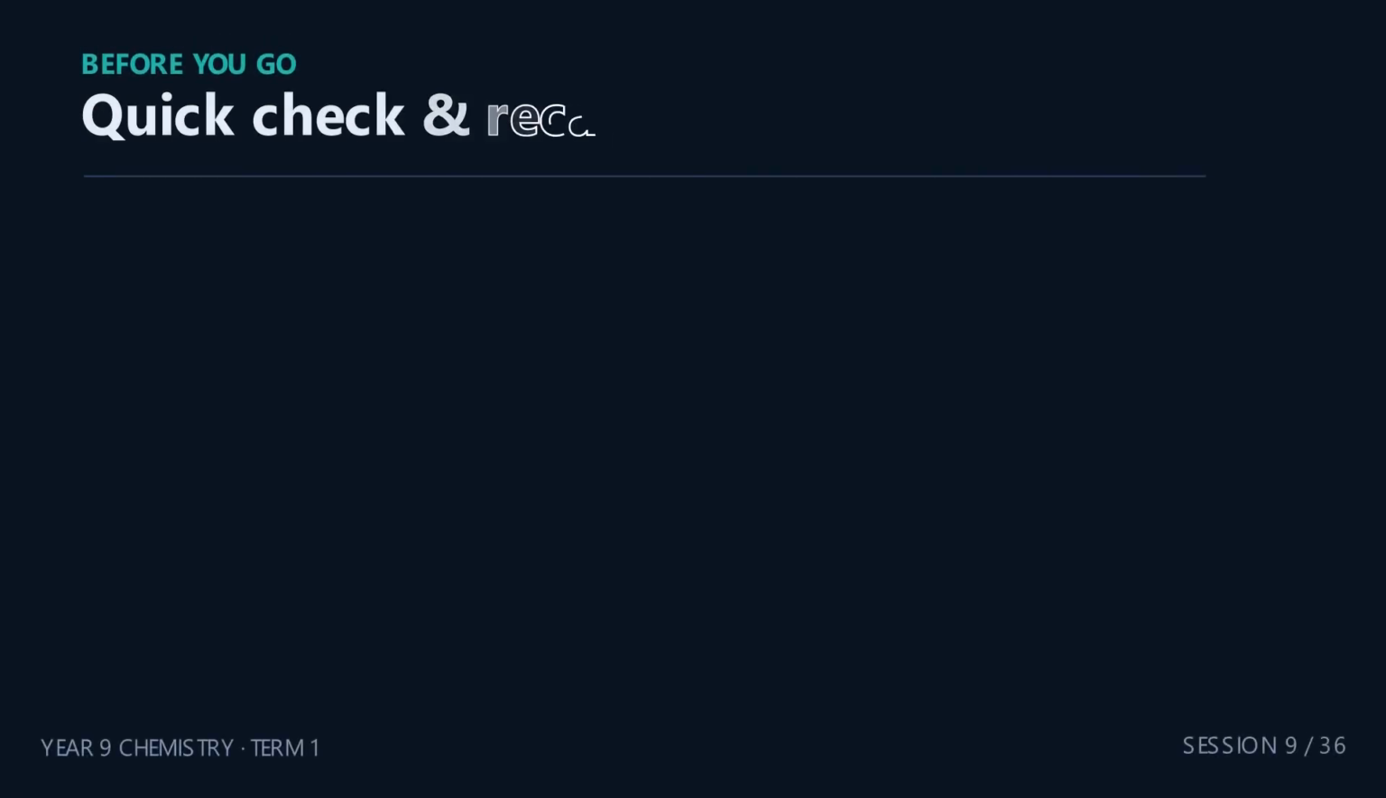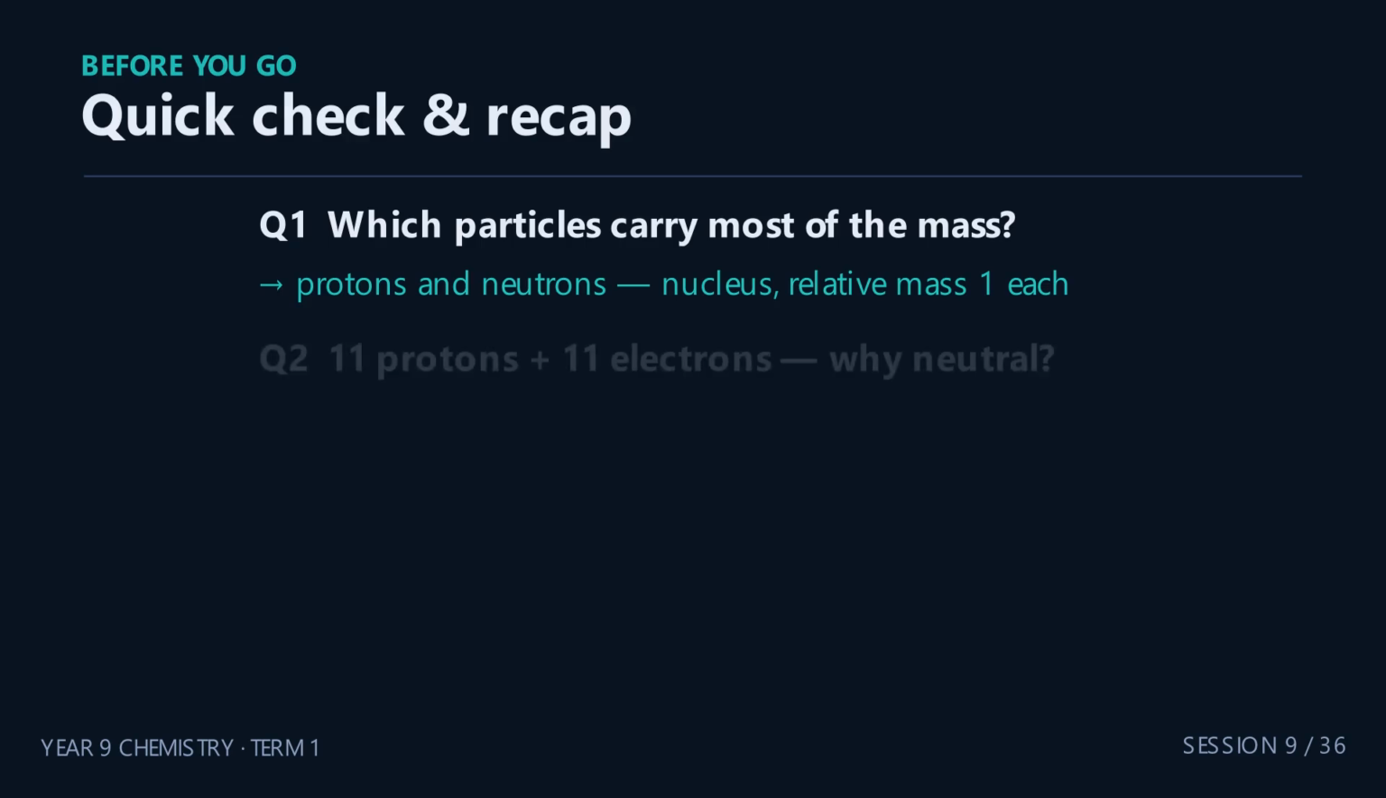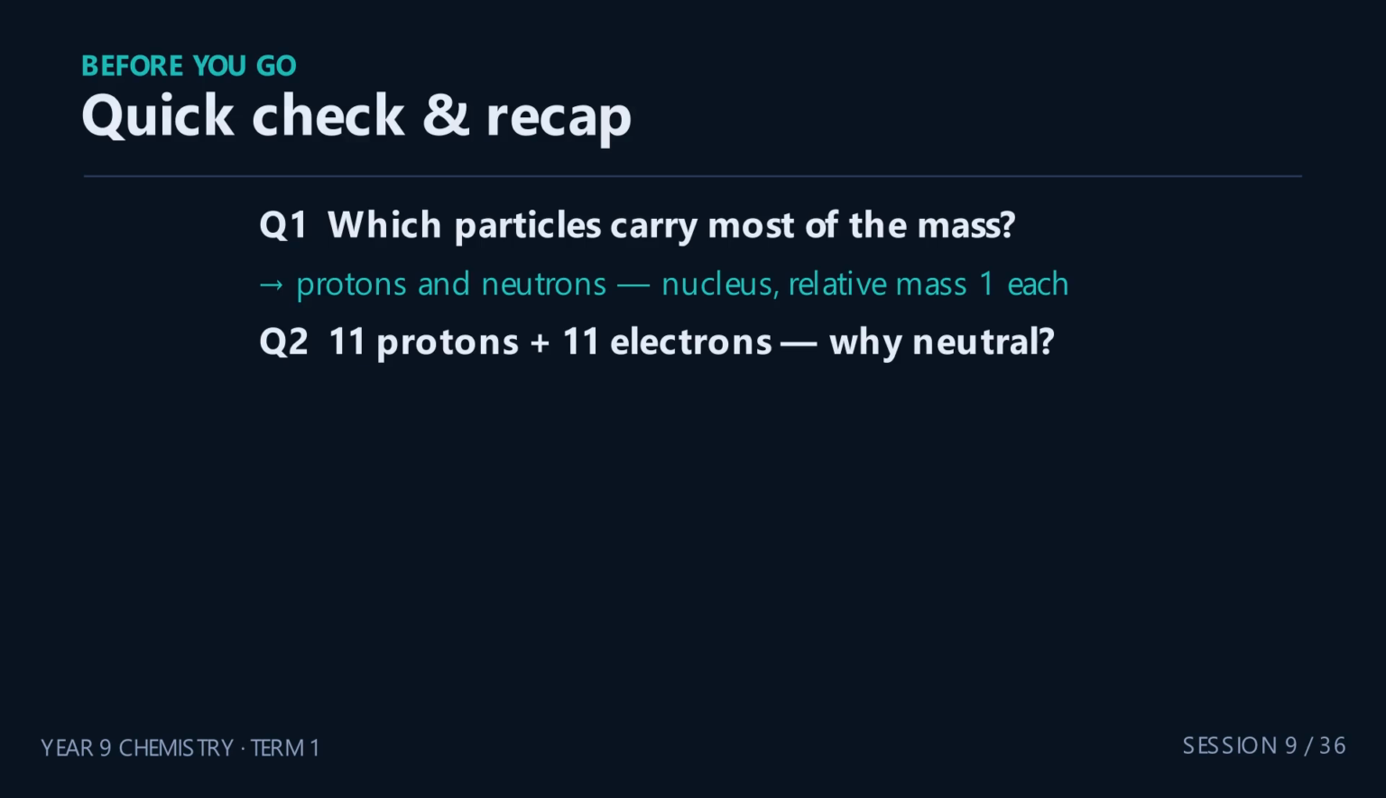Quick check. Question 1. Which particles contribute most of an atom's mass? Pause and answer. Protons and neutrons, both in the nucleus, both with relative mass 1. Question 2. Why is an atom with 11 protons and 11 electrons neutral? Because +11 and -11 cancel to 0, and neutrons add no charge.